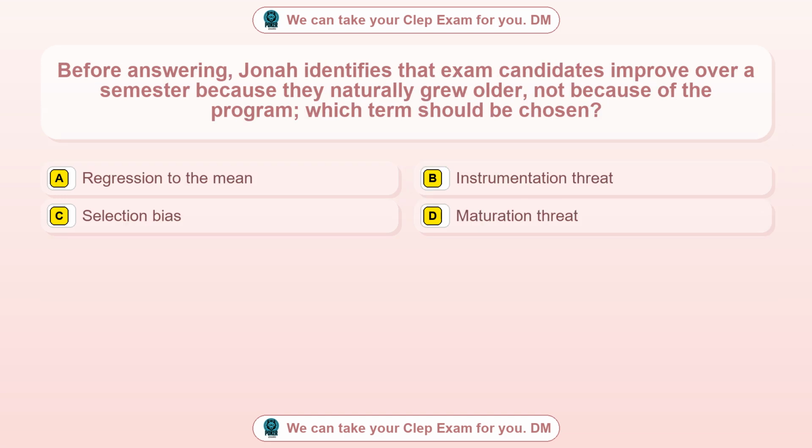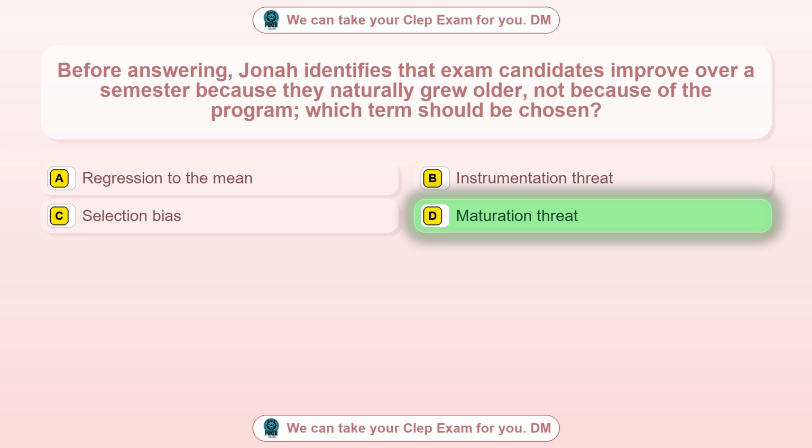Question 97. Before answering, Jonah identifies that exam candidates improve over a semester because they naturally grew older, not because of the program. Which term should be chosen? Option A, regression to the mean. Option B, instrumentation threat. Option C, selection bias. Option D, maturation threat. The correct answer is option D.